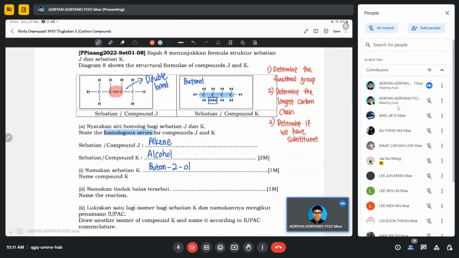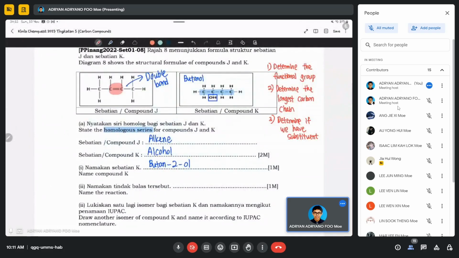So here we will assume that from left to right, 1 carbon, 2 carbon, 3 carbon, 4 carbon. We will number like this. We will not number 1 from the right, 1, 2, 3. This is wrong because this is unstable. Okay, so we will number from the left: 1, 2, 3, 4 carbon.